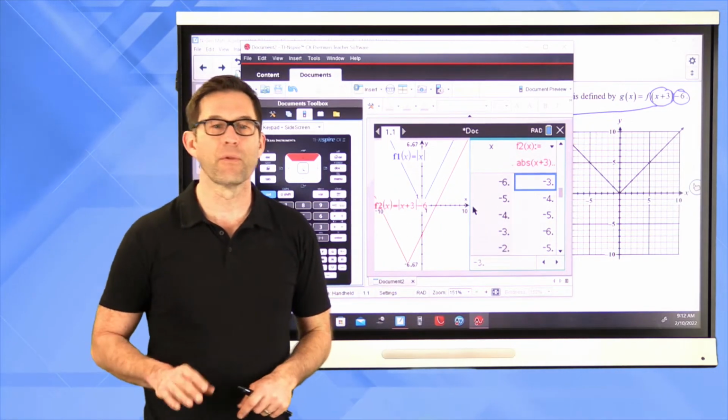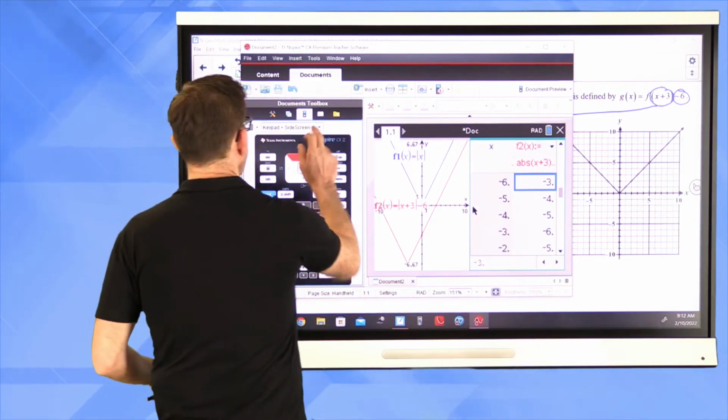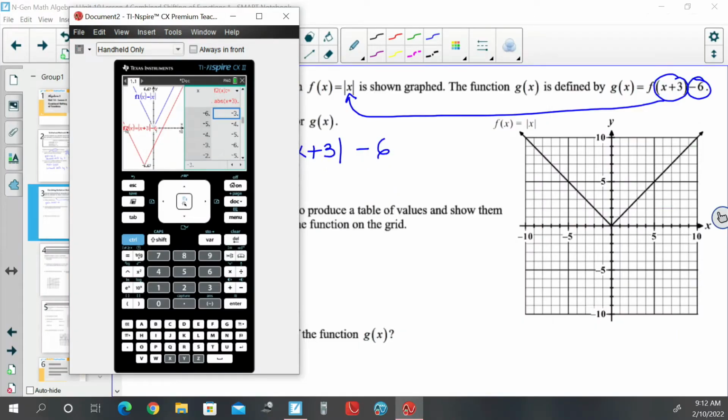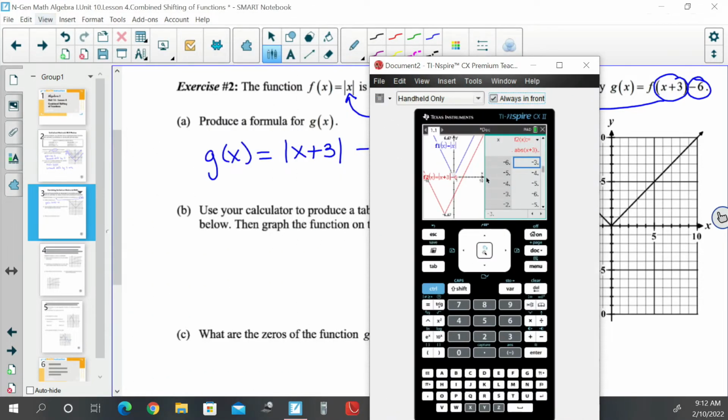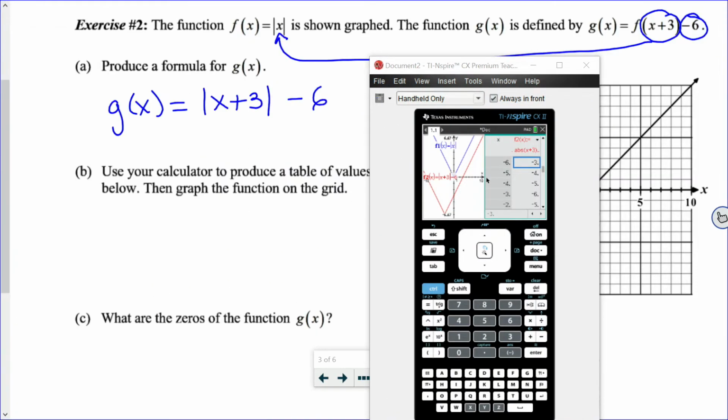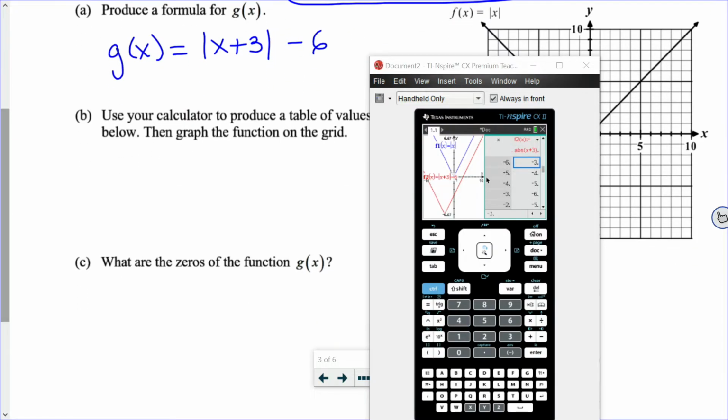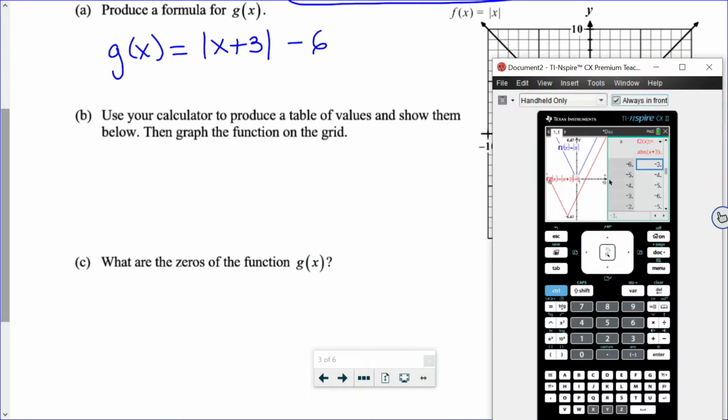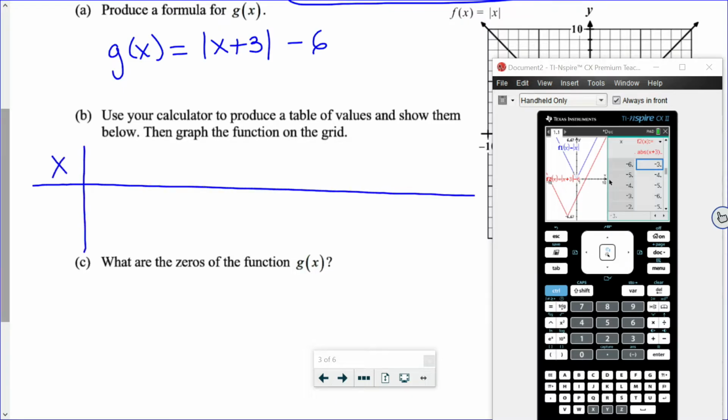Make sure you've got your table of values sitting there at this point. So I'm going to go into handheld only so that I can actually work and write at the same time. View full screen. Let me just move it up a little bit here. I'll move this over here so I've got a little bit of room to create my XY table. I'm going to go with a horizontal table because that's what I have room for.